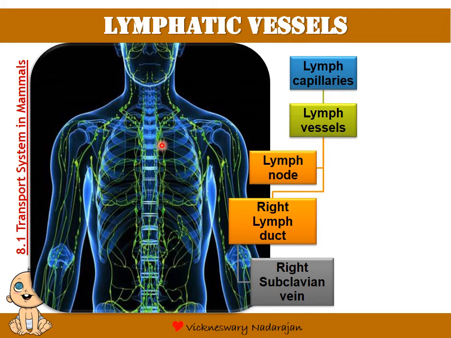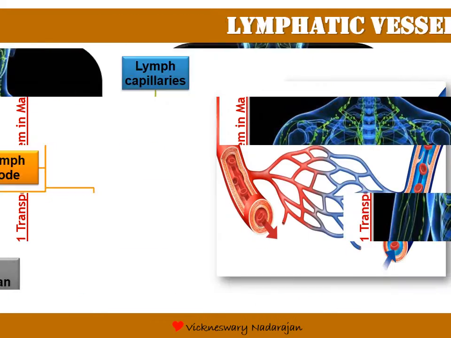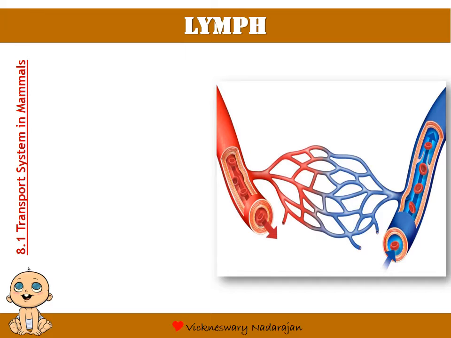Now the second line over here is called the thoracic duct. The thoracic duct also will join with the subclavian vein, but on the left side. So these are the different types of lymphatic vessels and their location. Next, we move on to discuss the formation of the lymph.